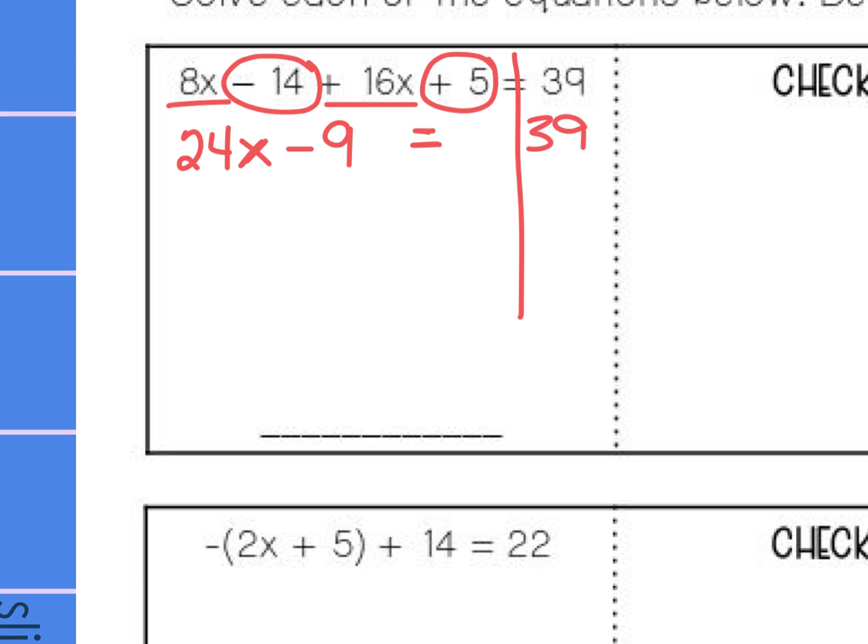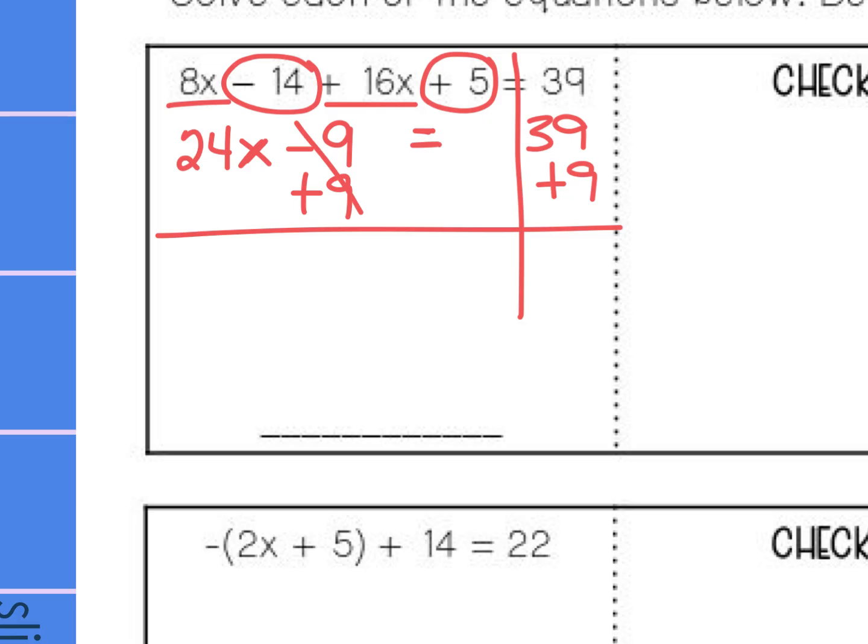Negative 9. What is the inverse or the opposite of a negative 9? A positive 9. And we know that what we do on one side, we have to do on the other. So I want to see this step. Show me the plus 9 on both sides. Show me that the negative 9 and the positive 9 becomes a 0. That way you're showing me you understand if I do this here, I have to do it over here as well.